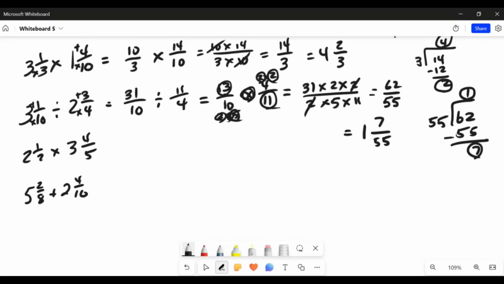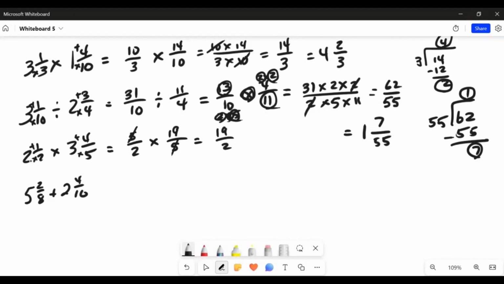Let's see, that looks better. All right, number 3. Number 3 on the multiplication, 2.5 times 3 4/5. When we're multiplying mixed numbers, we have to change to improper fractions. 2 times 2 is 4, plus 1 is 5 halves, times 5 times 3 is 15, plus 4 is 19, nope, fifths, 19 fifths. So the 5s are going to divide out.